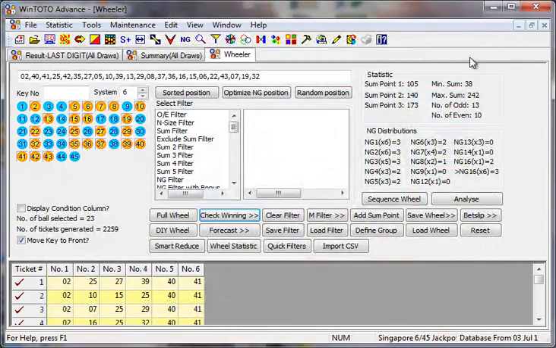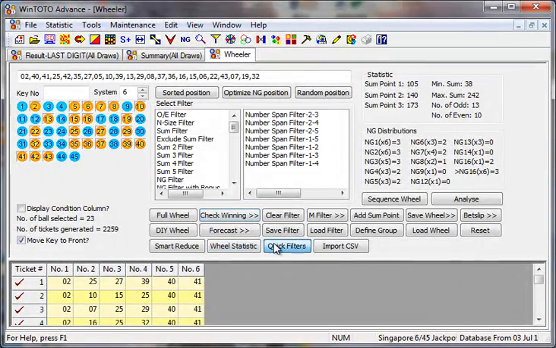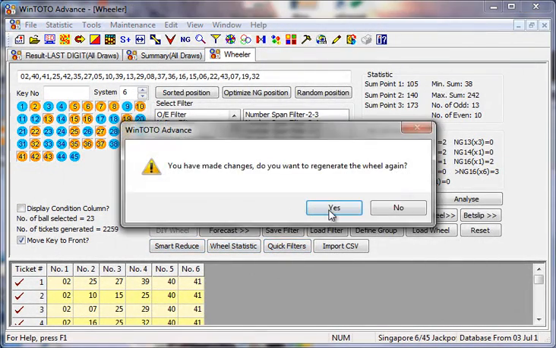Now, if you think this is too much for you, with the latest version of 3.3, just add in this thing called the quick filter. Go back into the wheeler again.